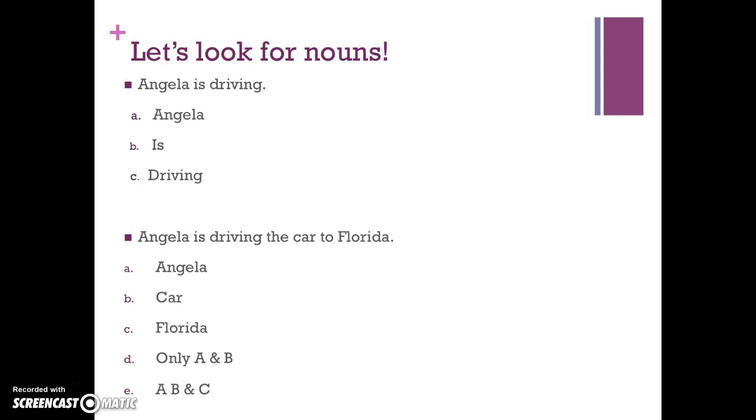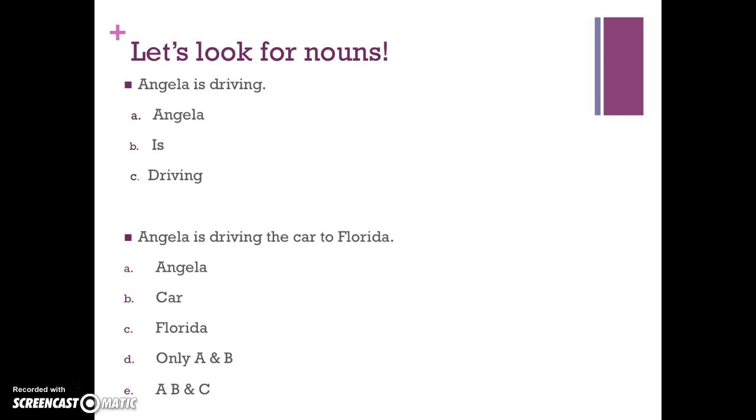Let's practice identifying nouns in the sentences below, starting with the first one. Angela is driving. Is the noun in the sentence A, Angela, B, is, or C, driving? The correct answer is A, Angela, because Angela is a person, making her a noun. B and C are incorrect because is and driving are not people, places, or things. Therefore, they cannot be nouns.